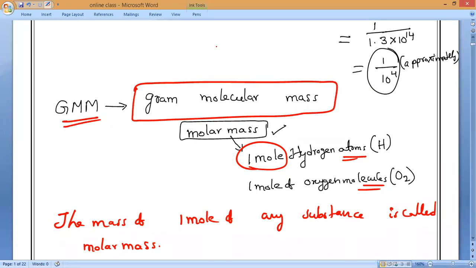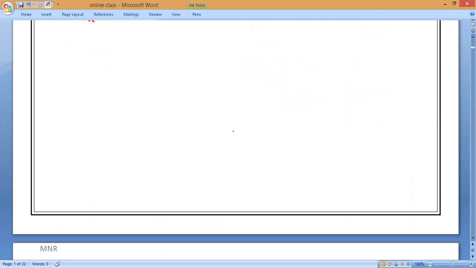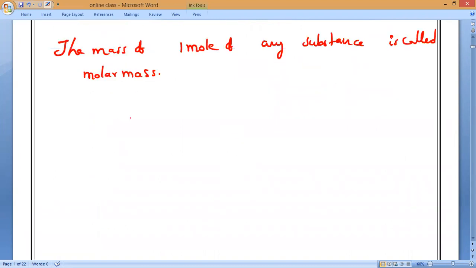Sir, what is that? Very simple. Observe. We all know atomic mass or molecular mass. What is the unit of atomic mass or molecular mass? How will you represent it? Anyone? Please respond. U. Yes, U or AMU. Is it yes or no?